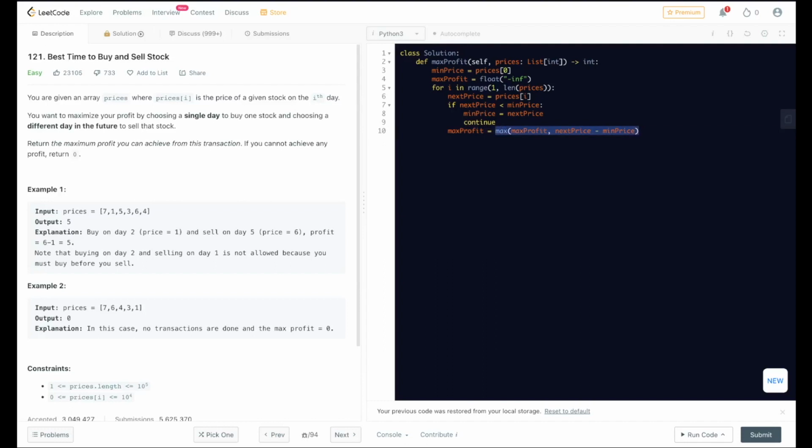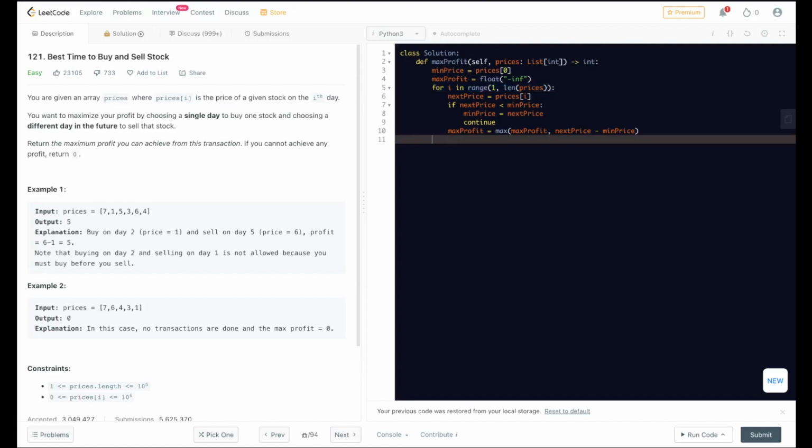This will enable us to get the maximum of the current value of max profit or trying to sell at the current price. If selling at the current price yields a greater profit, we're going to be updating max profit accordingly. If it's not, we're going to be keeping the value of the max profit. Thus, when we break out of this for loop, we're going to achieve the maximum profit possible from the prices array.